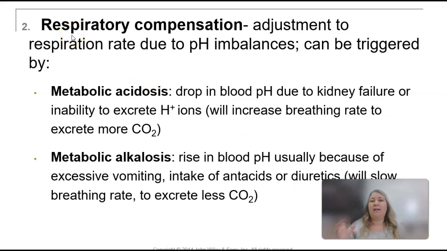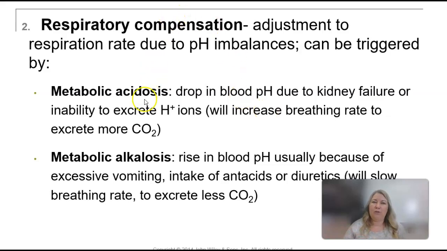If those buffers and your urinary system are not working well, then your respiratory system will kick into gear and do what's called respiratory compensation. So it's compensation because it's kind of picking up the slack. It's making up for your kidneys not doing what they need to do. So in respiratory compensation, you're going to be breathing either faster or slower based on what is needed. If your pH has dropped, so your pH is too acidic because your kidneys are failing to excrete hydrogen ions, then it's going to increase your breathing rate. So your respiratory system is going to compensate because your kidneys are causing you to be in acidosis.